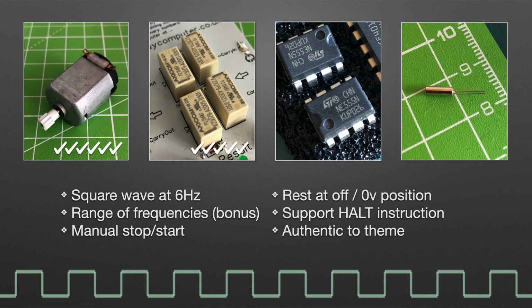The 555 chip supports everything but breaks from the electromechanical theme, and the crystal clock also supports everything but likewise breaks from the theme, so scores 5. Okay, I mean that didn't clear the ground as much as I hoped. There's no clear winner and they're all fairly decent candidates.